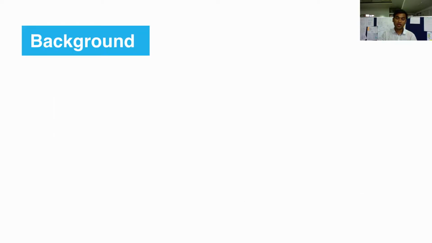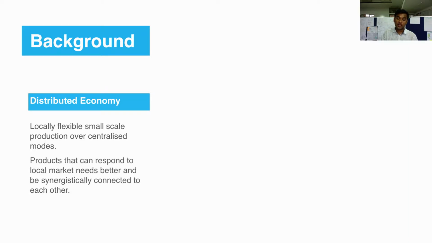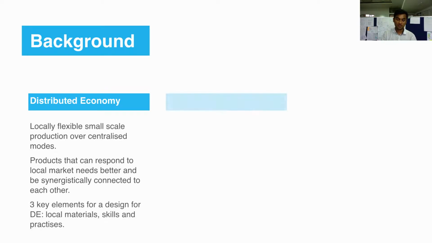Before we begin, I would like to give you a background about the domain of distributed economy. The concept was initially developed to respond to the unsustainable large scale production and to enable local small scale production catering to local market needs. It has three elements for design processes, which are local materials, local skills, and local practices.